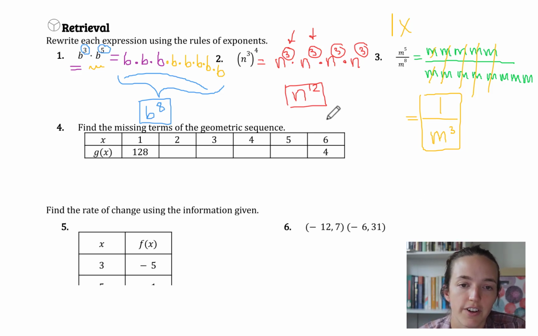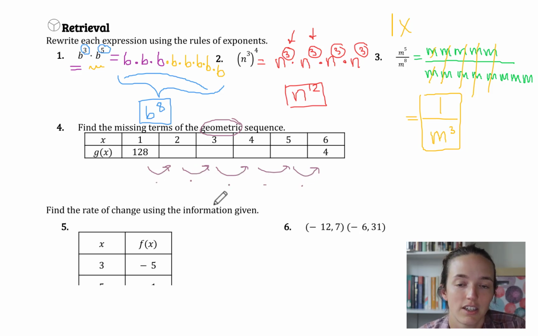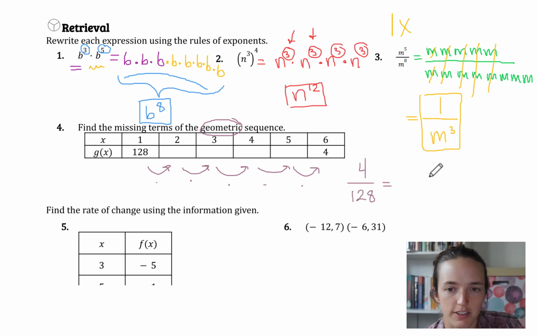Okay, next, find the missing terms of the geometric sequence. Okay, so we're multiplying by something. Looks like we're multiplying 1, 2, 3, 4, 5 times. And I'm going from 128 to 4. All right, so I'm going to use the trick we learned in Unit 1. I'm going to take this last number and divide by the first number. Okay, so that's the same as 1 over 32.